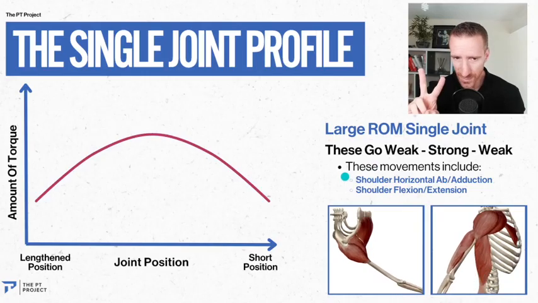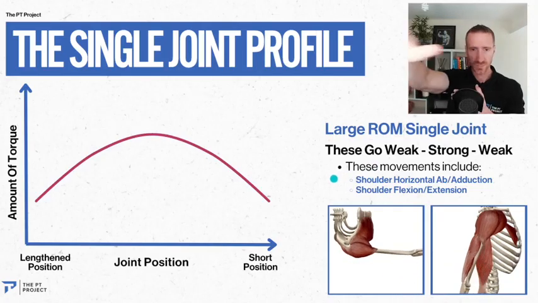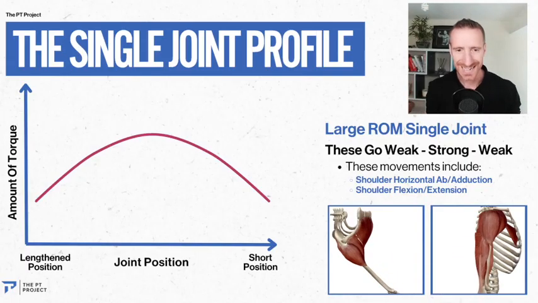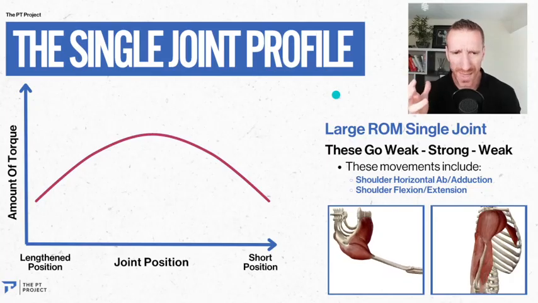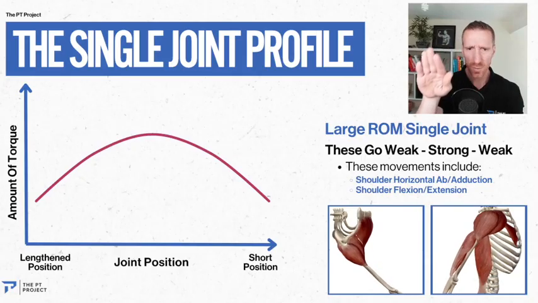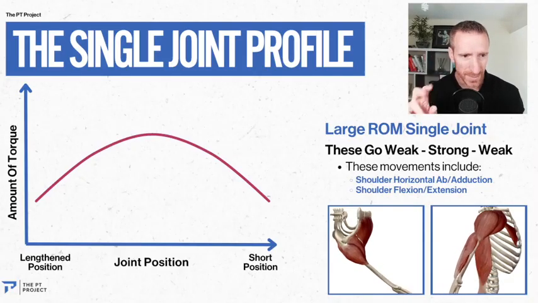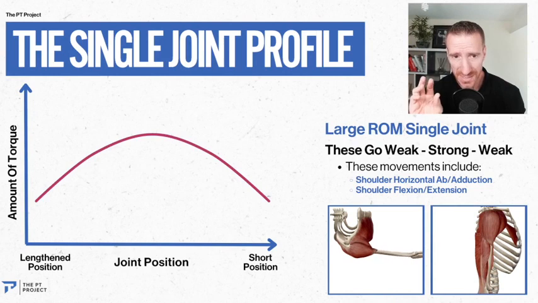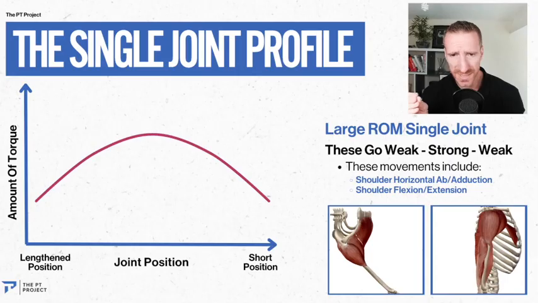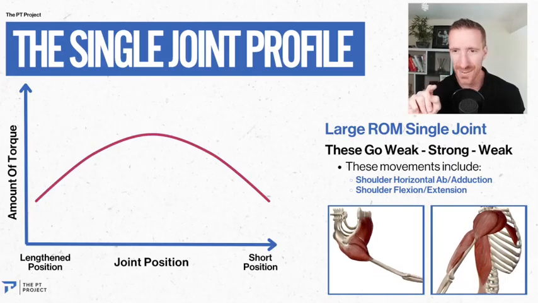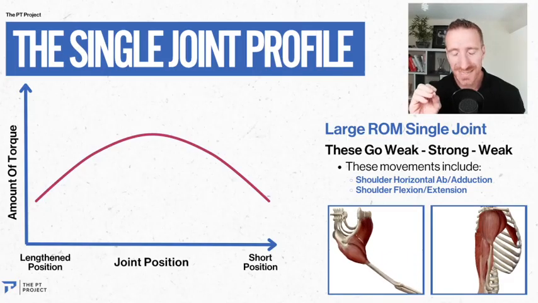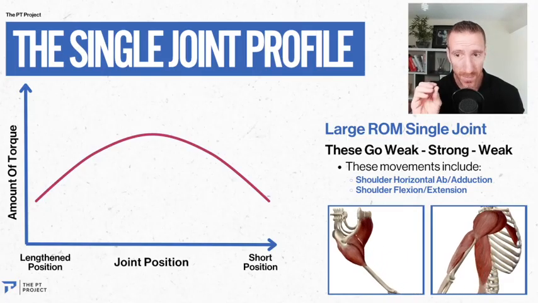Two key ones to think of here are shoulder horizontal adduction and abduction, and then shoulder flexion and extension. Think of the range of motion we go through on them compared to pure abduction. Think of the range of motion on them compared to ankle plantar flexion. The key things that are going to allow these large range of motion single joint profiles to go from weak to strong to weak are a couple of points. 1, in the name itself, we go through a large range of motion. Self-explanatory on that one. 2, would we see a large change in the intramuscular moment arm?